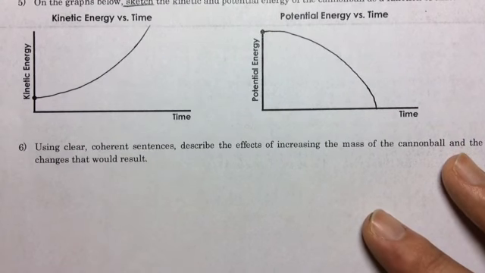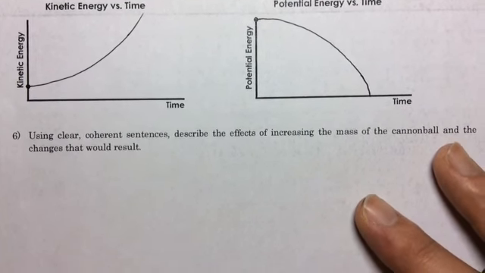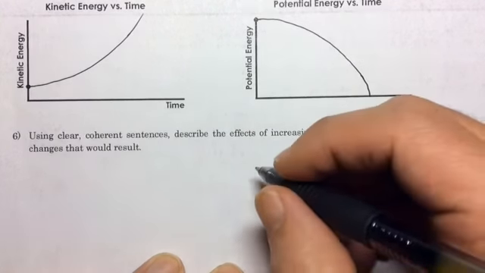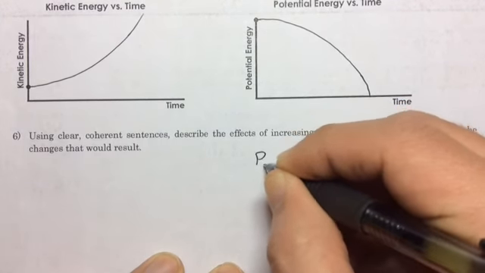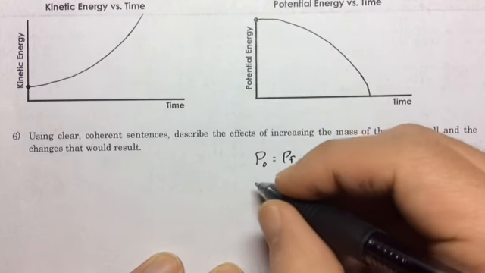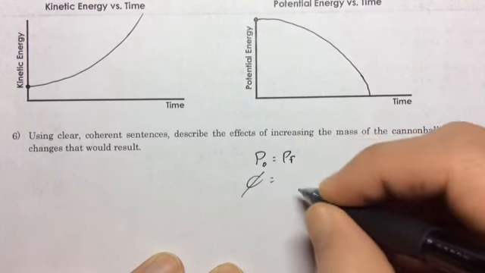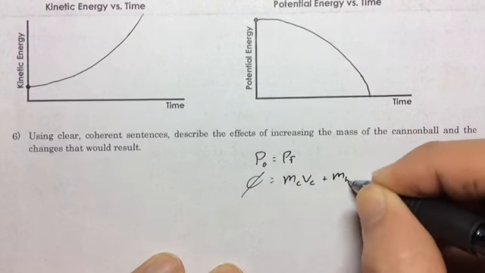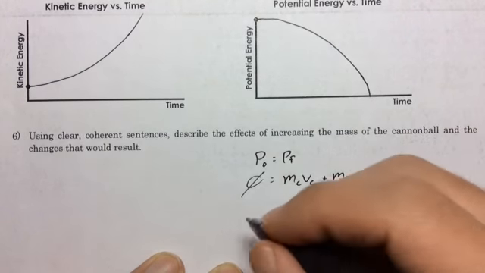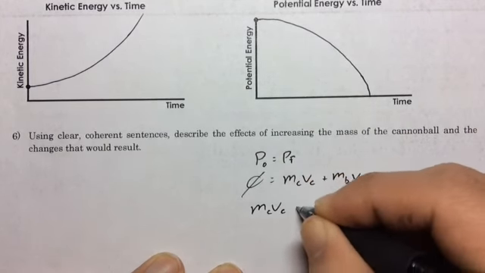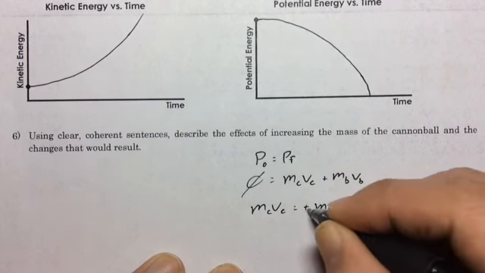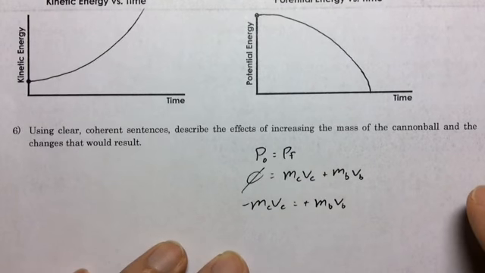Using clear, coherent sentences, describe the effects of increasing the mass of the cannonball and the changes that would result. So if you were to increase the mass of the cannonball, basically by that equation, momentum in the beginning is equal to momentum in the end. In the beginning, your momentum is 0. Again, here, m of the cannon, v of the cannon, plus m of the ball, v of the ball, and moving this around, m v of the cannon is equal to negative m b v b of the ball, or maybe we'll say the cannon goes backwards to the left.